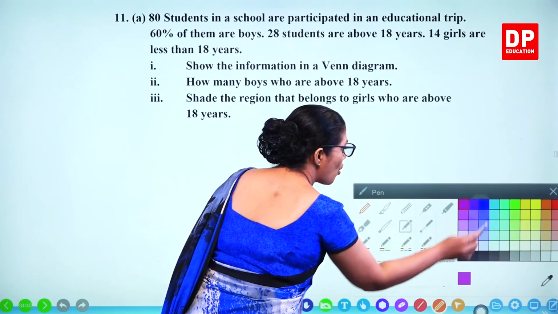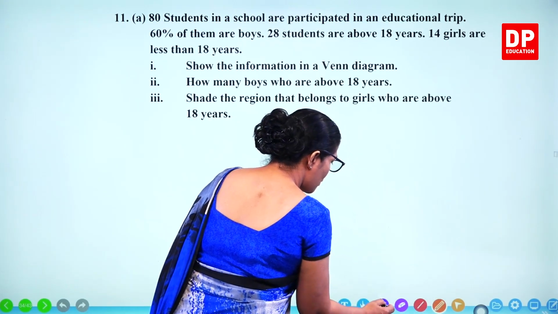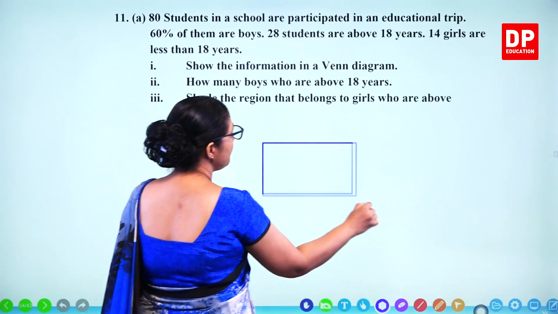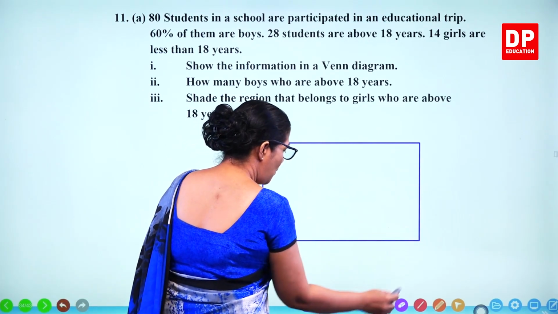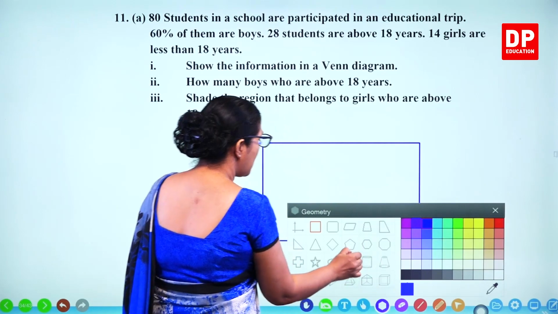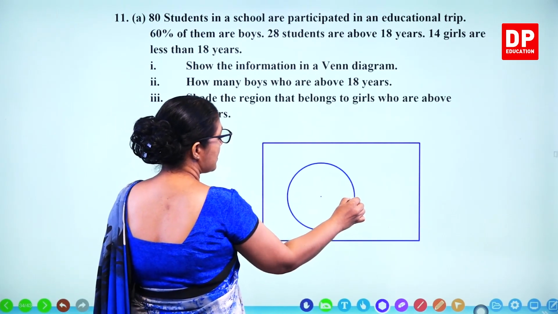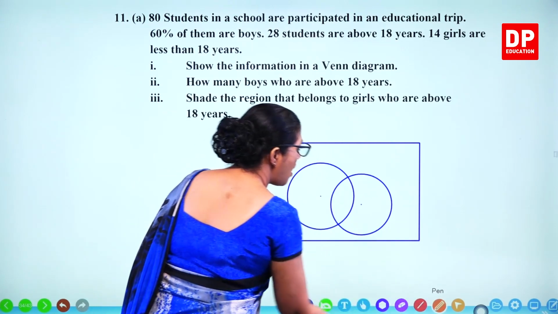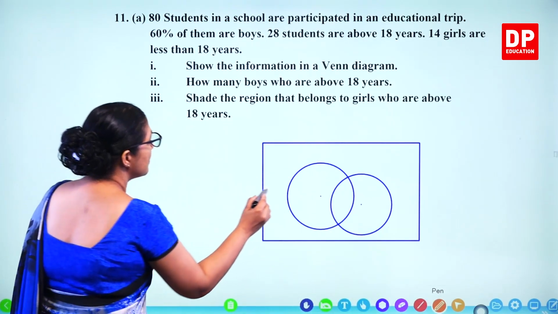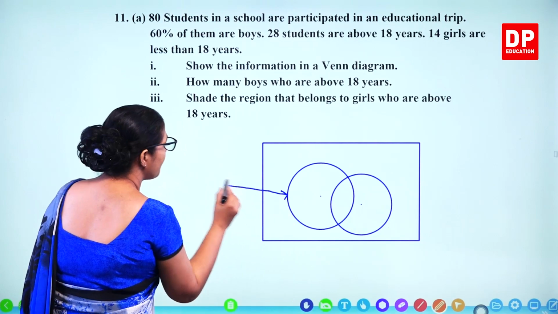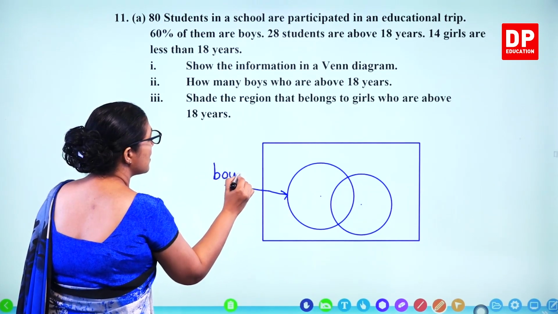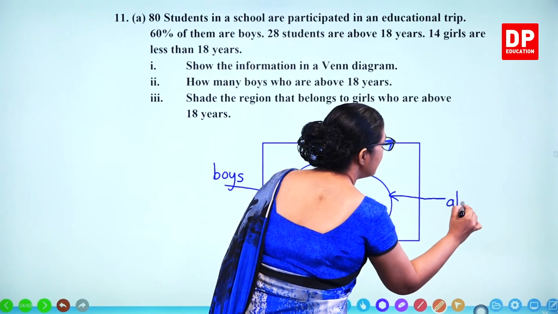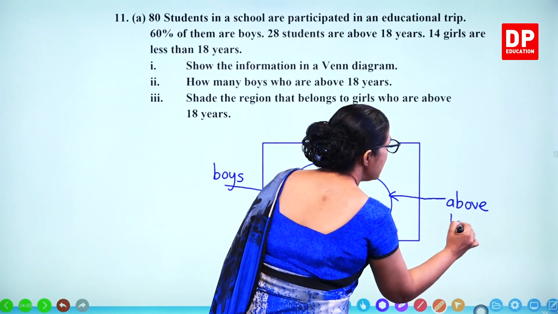So we'll try to draw that. So we'll take first the rectangle. And then we have to take 2 circles. Boys circle and who are above 18 years. Boys, and this one we can take above 18 years.